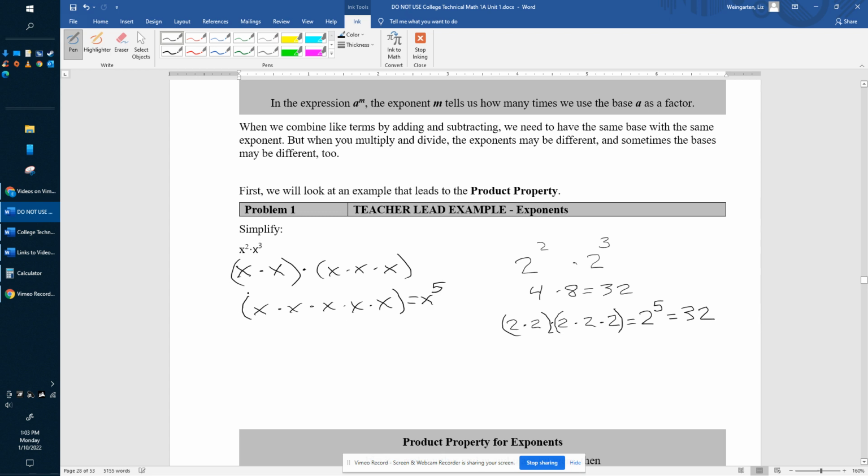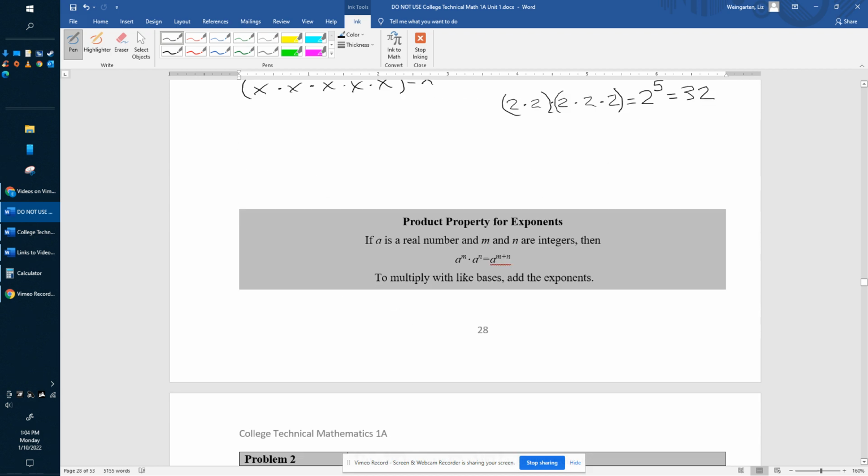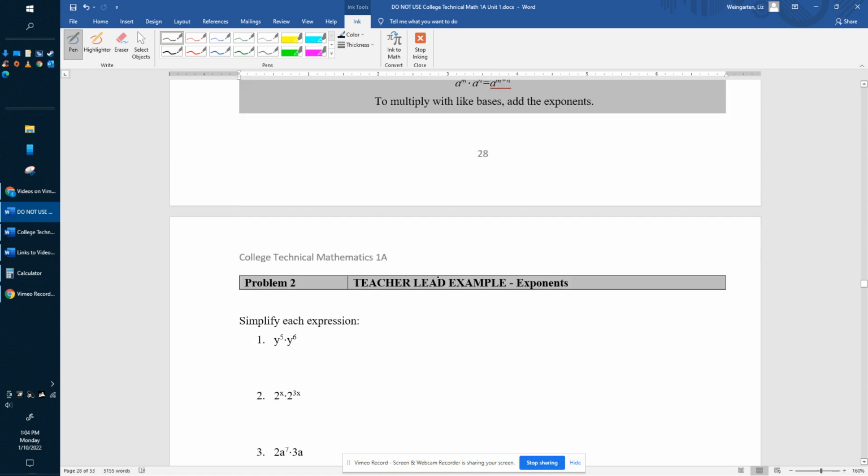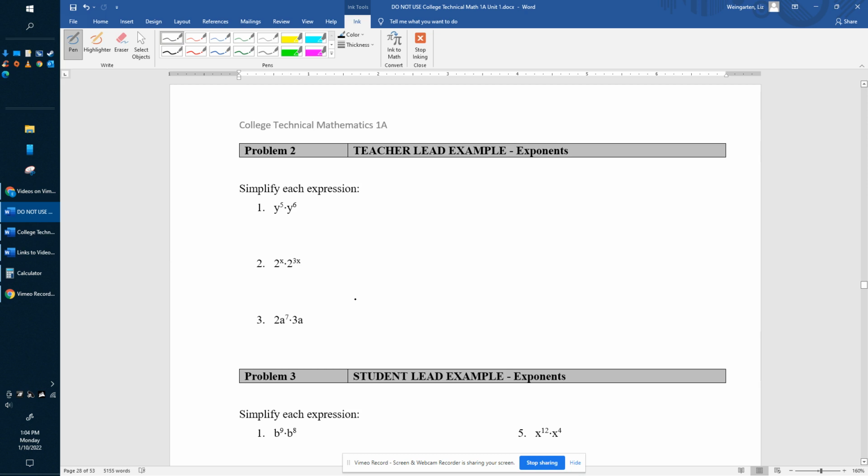Now more simply put, if we don't feel like drawing out all these x's every time, we can say that x squared times x cubed is x to the 2 plus 3, which is x to the fifth. So here we have the product property laid out for you. Notice that the base has to be exactly the same in order for us to be able to add those exponents together. So let's do a few more examples.